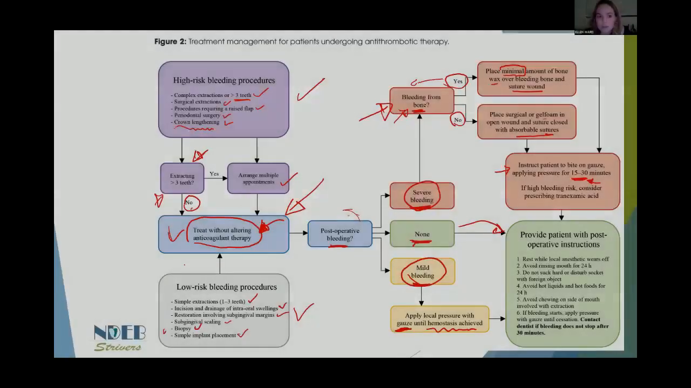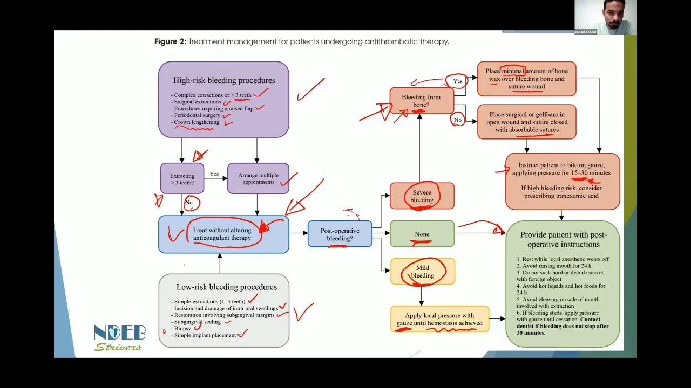It's a simple procedure. If you've extracted more than 3 teeth, then you arrange multiple appointments, so it becomes a simple procedure. So it's not actually telling you.